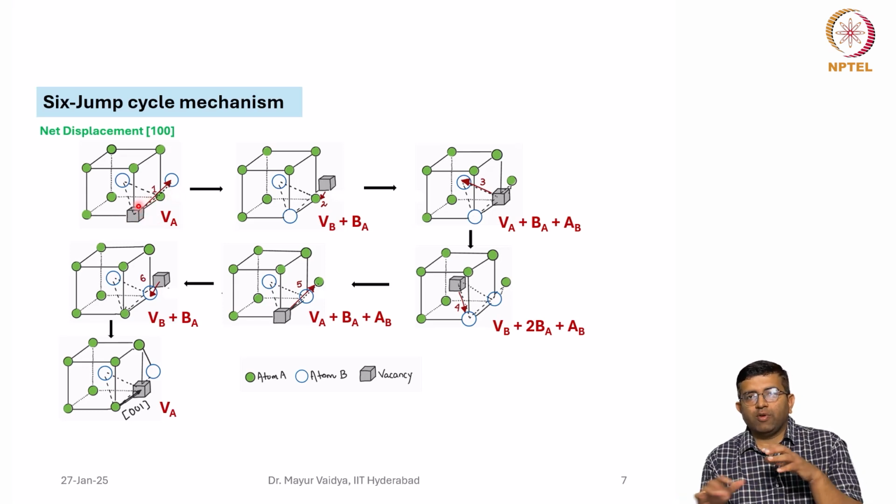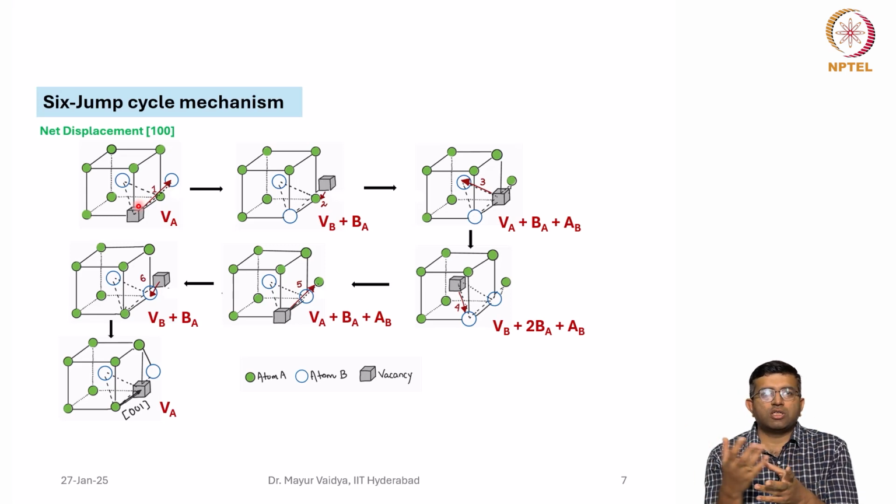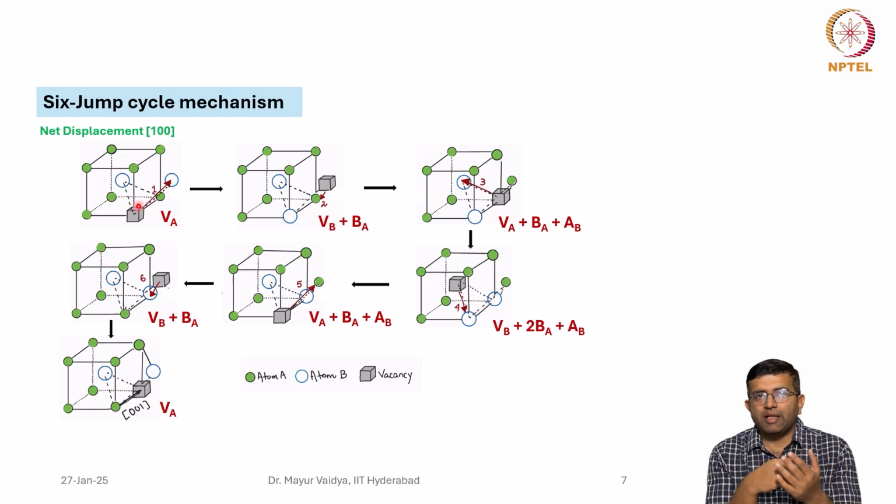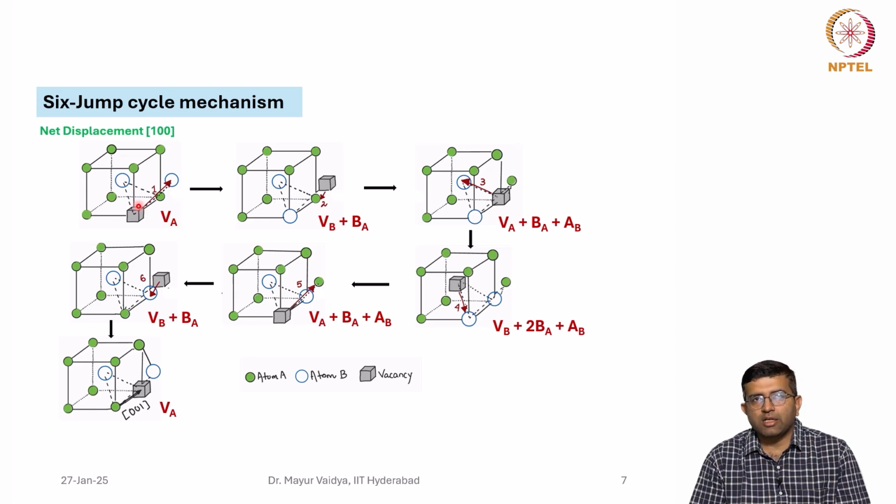Okay. There are cases, not for B2 but for other structures, where this nearest neighbor jump is not at all possible. Then a second nearest neighbor jump may be activated.